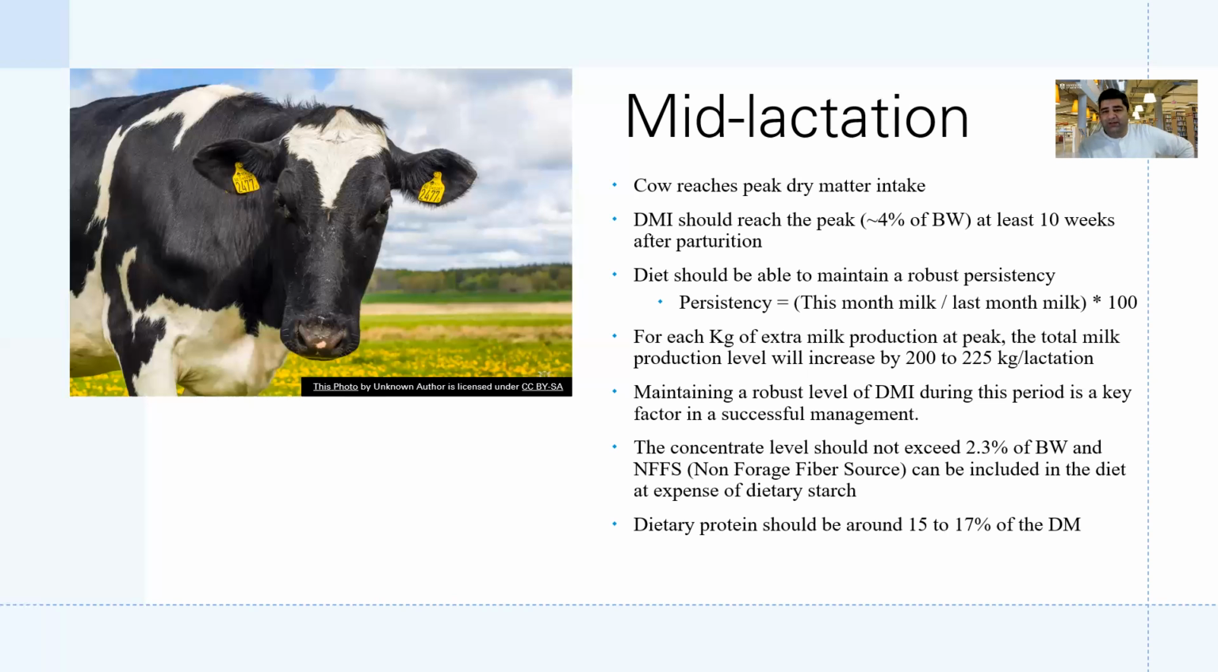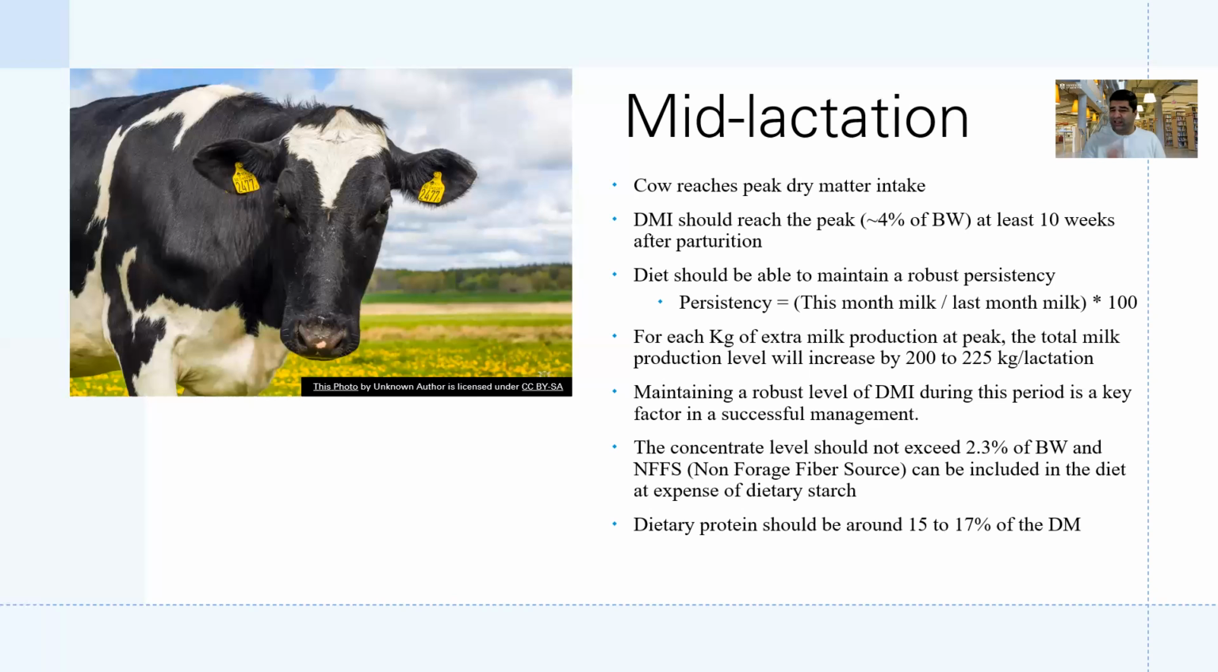DMI, or dry matter intake, should reach the peak around 4% of body weight at least 10 weeks after calving. Diet should be able to maintain a robust persistency level. I'll talk about the persistency in my next video, but here I'm gonna just introduce it.